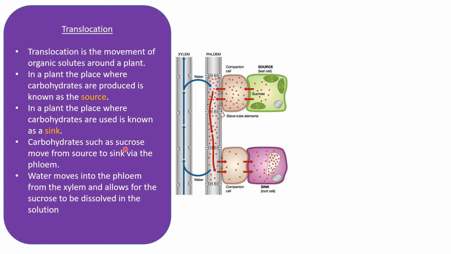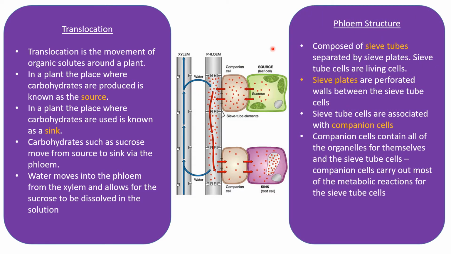We've got all of that. So the phloem structure: the phloem is composed of sieve tubes separated by sieve plates. These are the sieve plates here. You can see that there are some perforations or holes within these sieve plates. The reason for the name sieve is because it's got holes like a sieve and only some things can get through. The sieve tube cells are also associated with something called companion cells. This is a companion cell here, and this is a companion cell here.